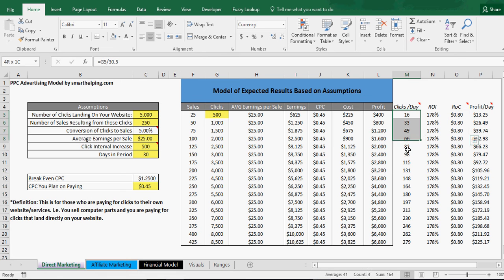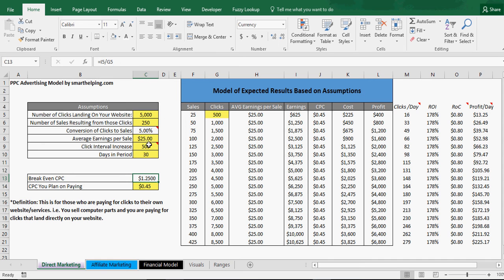Now the clicks per day obviously would go up, and then your profit and costs all go up, but it's at the same ratio based on your conversion. So once you've got all that information, the only thing that's going to drive your profit is what you are willing to spend per click. Now what auto-populates is your break-even cost per click.